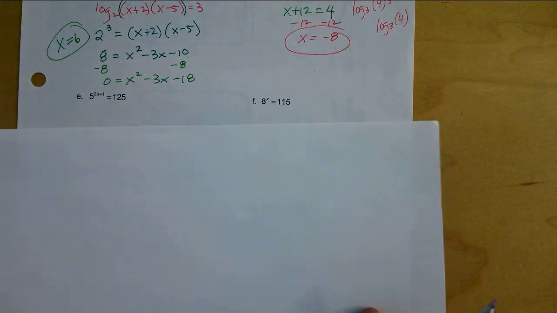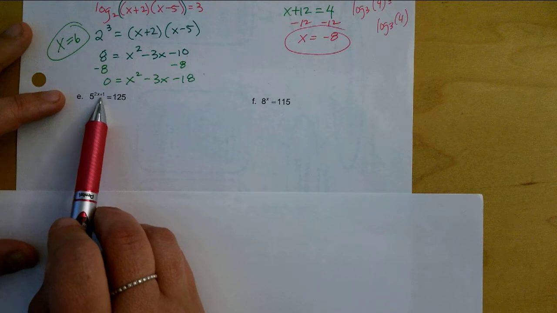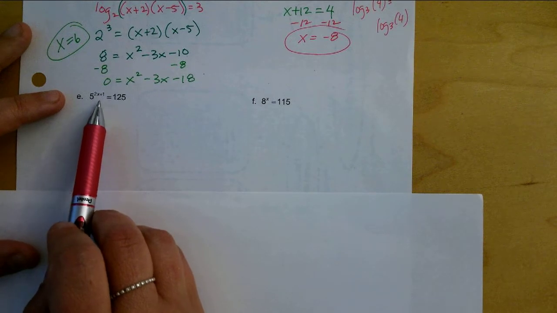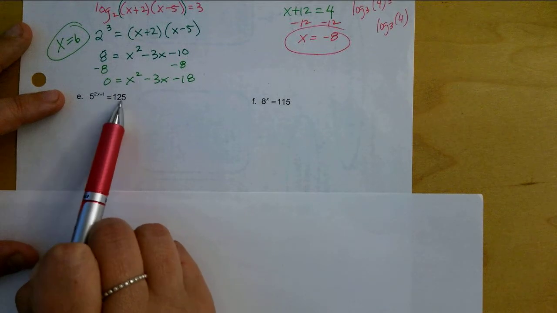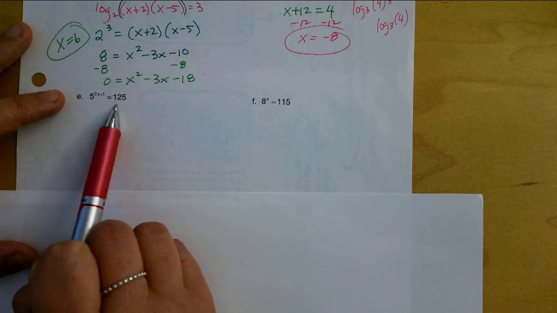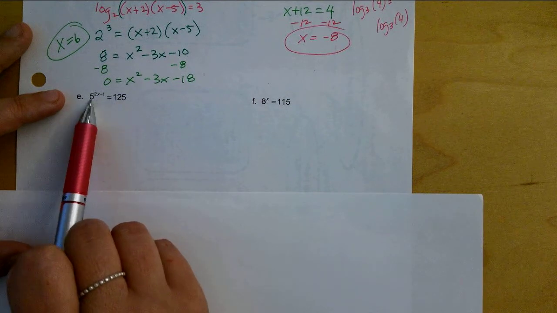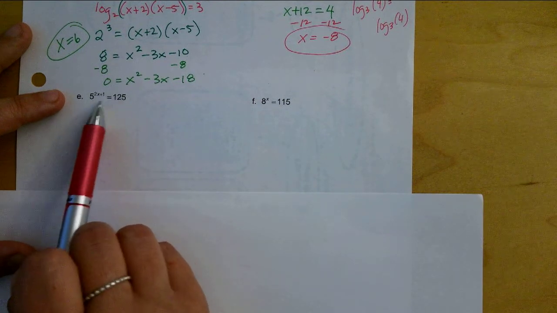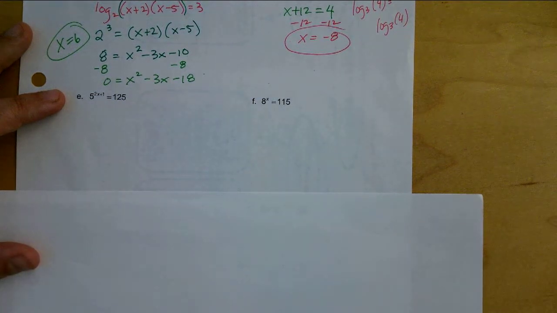All right, so let's look at these. How would we solve this if we have the variable in the exponent? So we said on the previous page, if you look at that flow chart, if I can replace this number with a power of 5, then I can easily set the exponents equal to each other. So can I replace 125 with a base of 5?